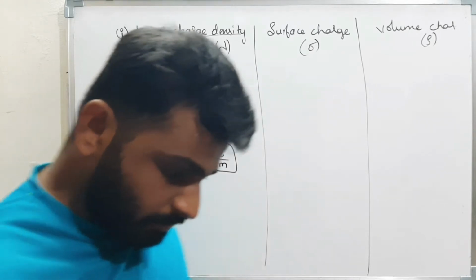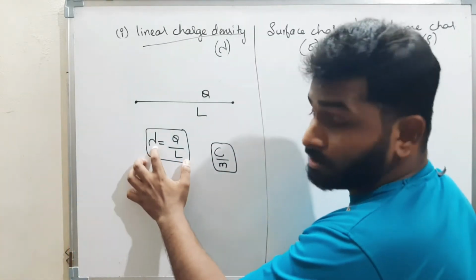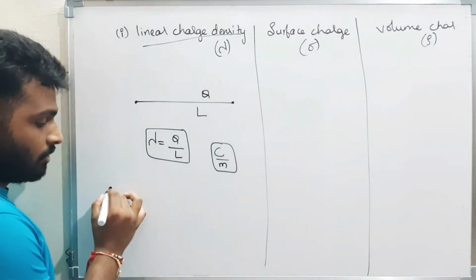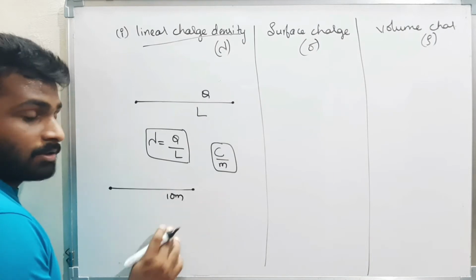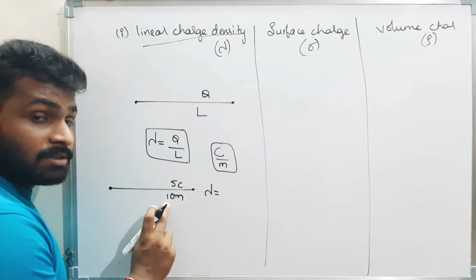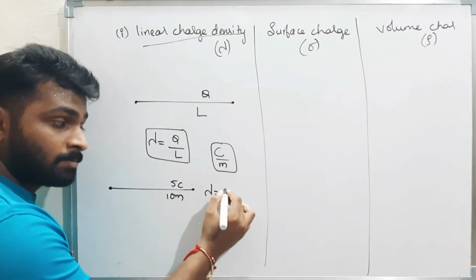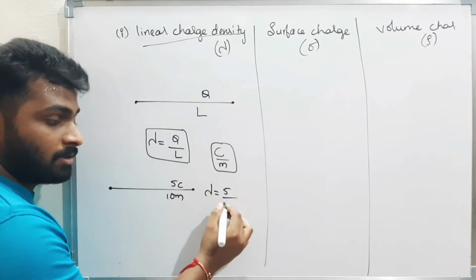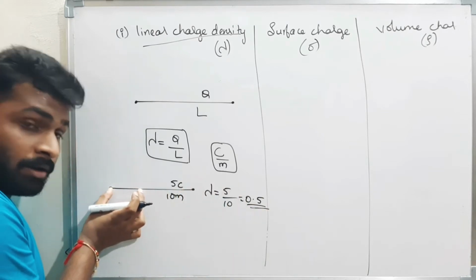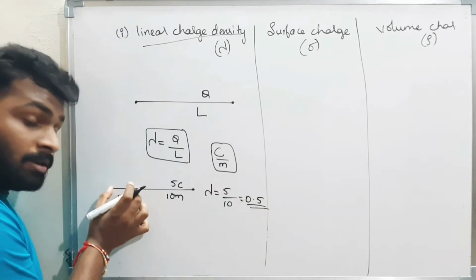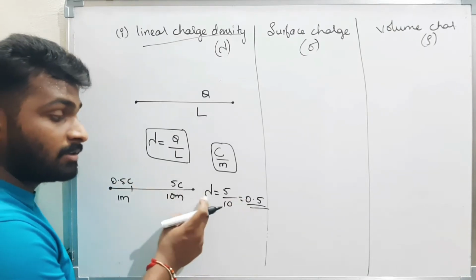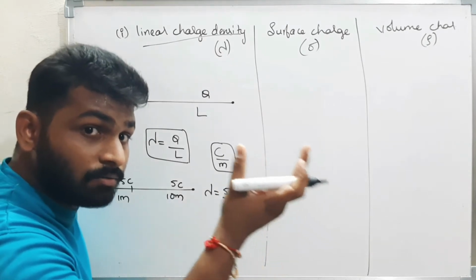What is the use of this? Lambda is the charge present per unit length. Now I took a wire of length 10 meters, and the charge for this wire is 5 coulombs. What is the linear charge density for this wire? It is Q by L. The charge is 5 and the length is 10, therefore it is 0.5. What is the meaning of 0.5? If I take a 1 meter wire, the charge present in this 1 meter wire is 0.5 coulombs. That means the linear charge density tells me the charge present in a 1 meter wire.